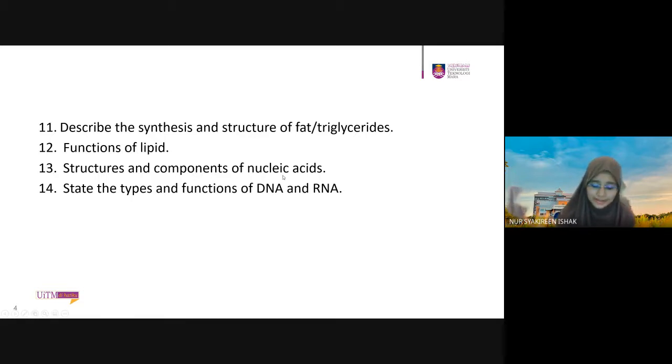And then the next one, structure and components of nucleic acids. So for nucleic acids, there are two types, which is DNA and also RNA. As you know, DNA is found in the nucleus. So your genome, your genetic makeup, is the DNA molecule. So it stores all your genetic information, all the organism's genetic information.